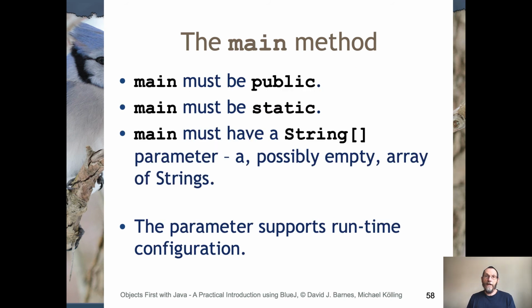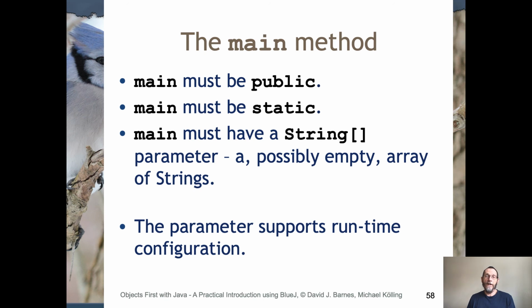So the main method must be public, it must be static, it must have an array of strings as a parameter. What that parameter provides is a way for extra information to be passed into a program from the outside world. So it supports runtime configuration. Often that array contains no strings. If we don't require any information to come in from the outside, that array will have a 0 length. But if we want to provide information, then that's the way that we do that.